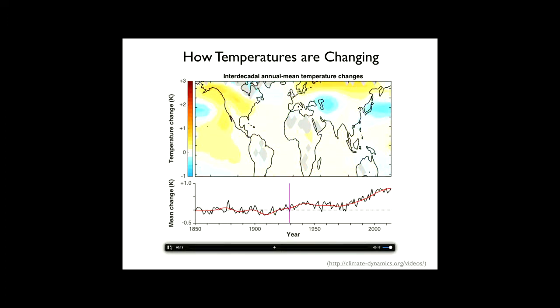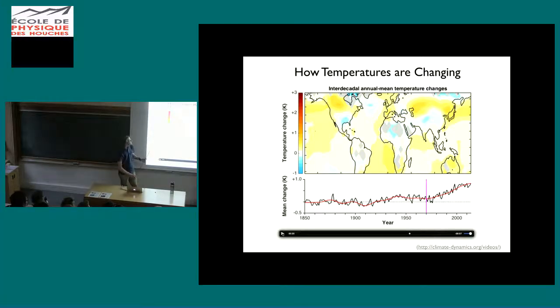I want to stop it sometime in the 70s or so if you want to look at patterns. So 50s, 60s, 70s, let's stop here. So you can ask why weren't temperatures increasing when carbon dioxide concentrations were increasing. You can look at a pattern, you can read a few things off.